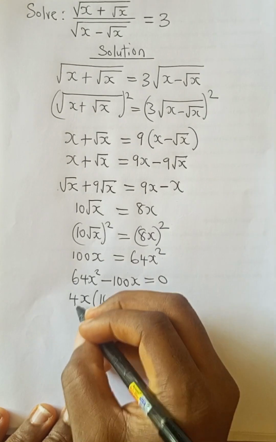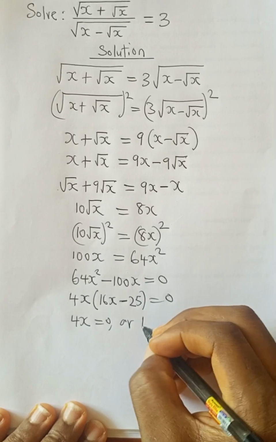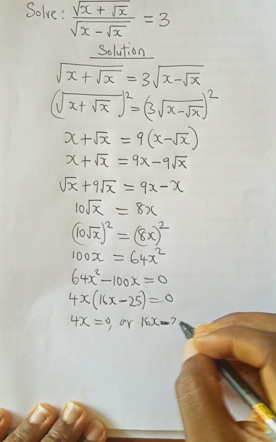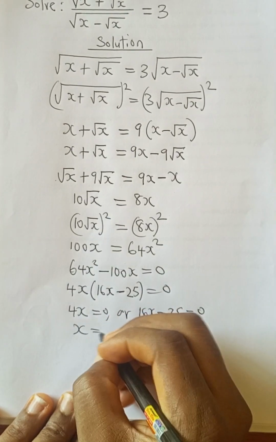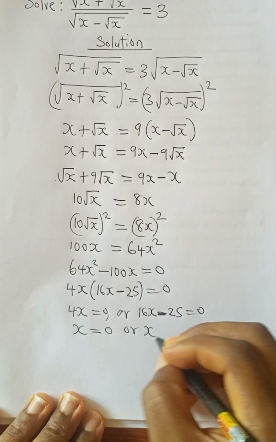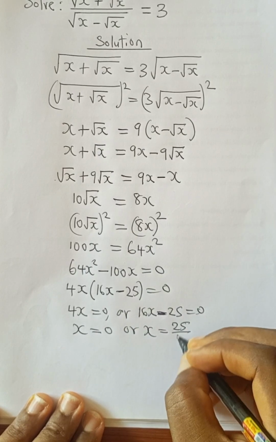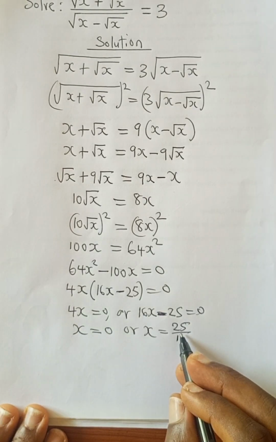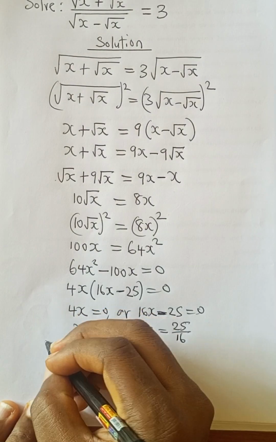What does that mean? It means that 4x equals 0, or 16x minus 25 equals 0. So what does that imply? x equals 0, or x equals plus 25 over 16. Are you getting it now? But are 0 and 25 over 16 the solutions? You have to check.